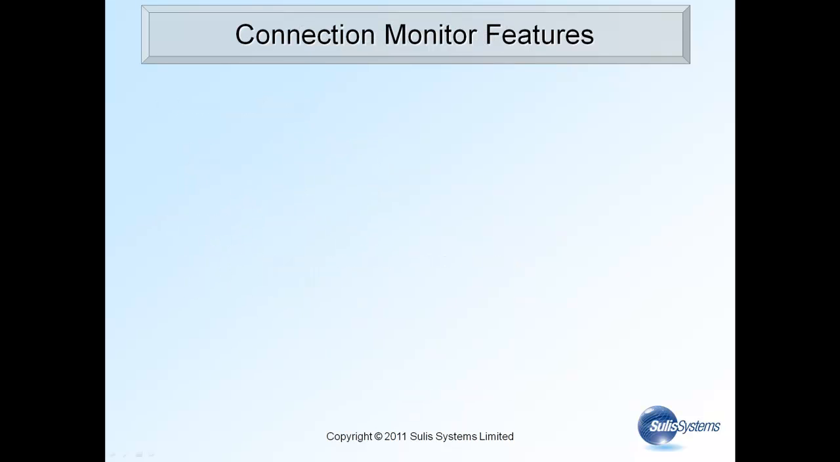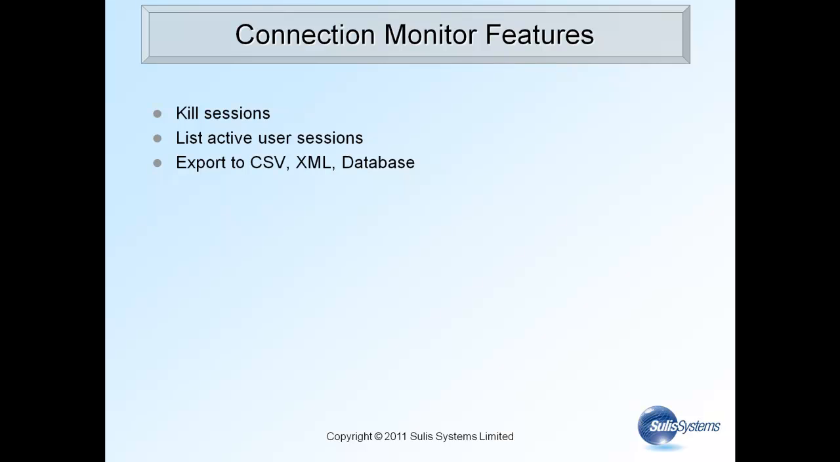Okay, if we have a look at the Connection Monitor main features, the first obviously is to be able to kill those hung sessions, to list the active user sessions in the current CMS, to be able to export that list of sessions either to comma-separated variable, XML or database. It'll also produce a list of all the users held within the CMS, so you then have a complete list of who is in the CMS and you'll be able to compare that with who is actually logging into the system and using it. Again, that list of users can be exported to CSV, XML or database.